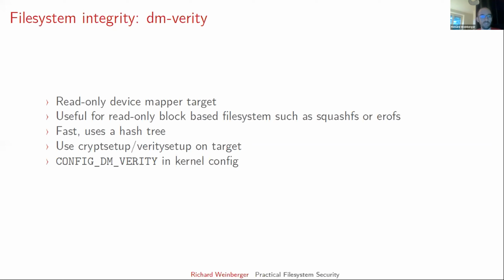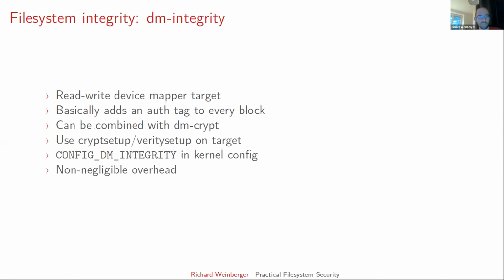It's fast. It's using a hash tree. The tooling is part of cryptsetup, the specific tool is called veritysetup, and enabling is done via the kernel dm-verity option. You can also combine it with dm-crypt encryption. But only read-only is not so nice, because there's also another one. It's called dm-integrity. That's actually more like the same as dm-verity, but it supports also writing.